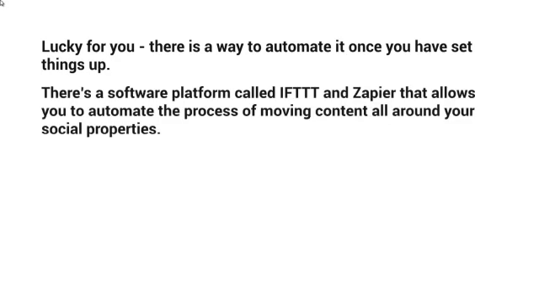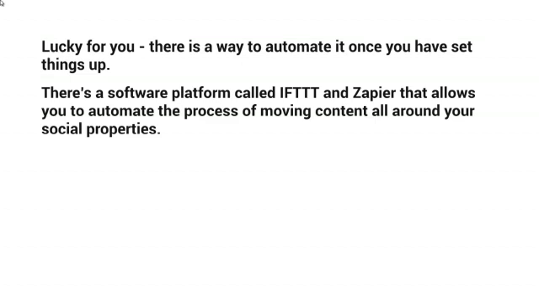Now, there's a software platform called IFTTT, and there's another one called Zapier.com that allows you to automate the process of moving content all around your social properties. So you could take a YouTube video and have it pushed to your WordPress site. And by pushed, I mean have it embedded on your WordPress site and then have it shared on your Facebook fan page, your Twitter page, your Instagram, and all of that.